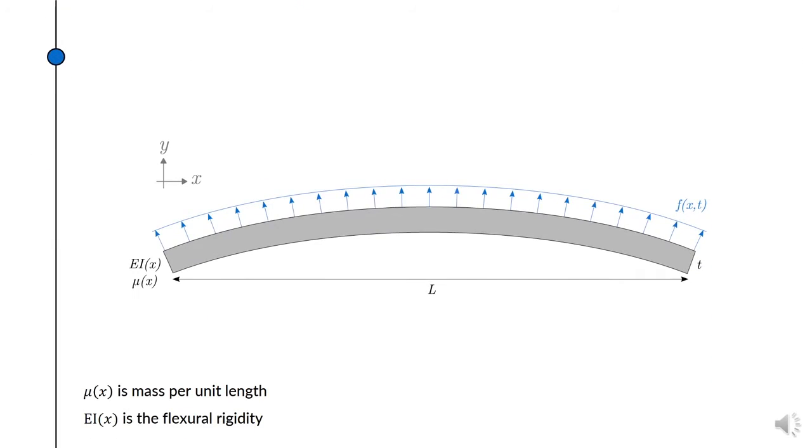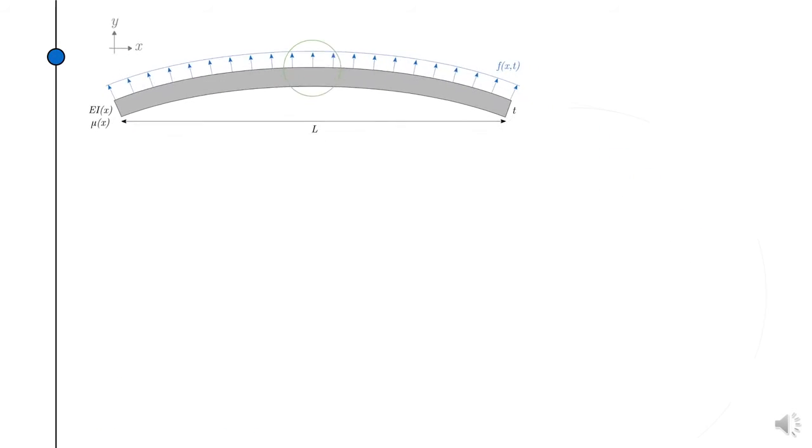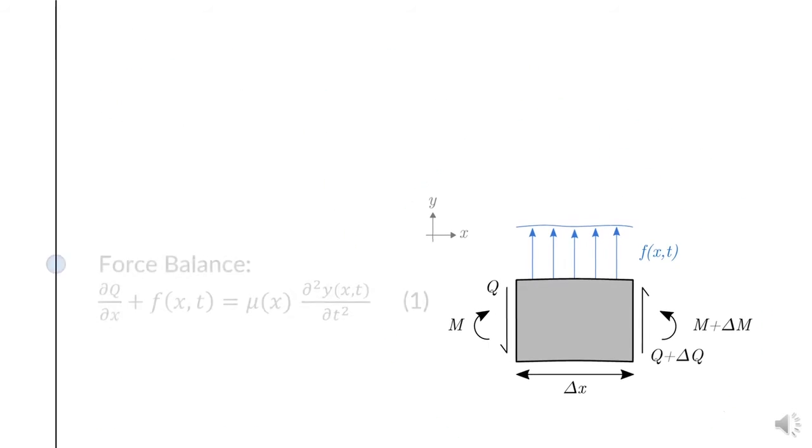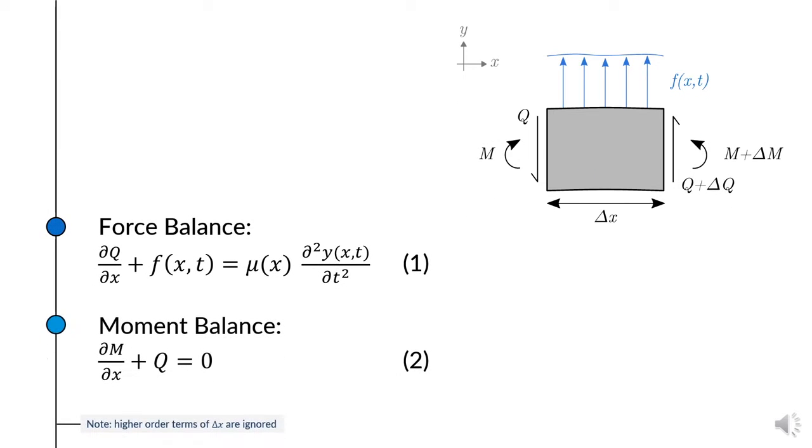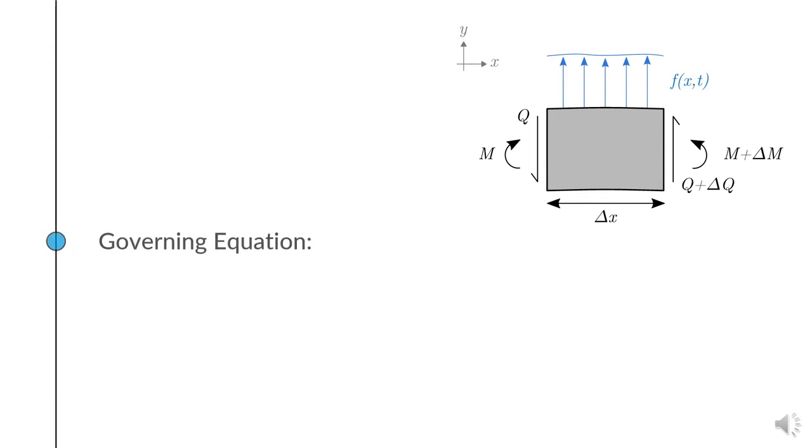Consider the free body diagram of an infinitesimal piece of the shown beam. The force and moment balance can be derived. Substituting equation 1 into equation 2 and assuming elastic deformation, it can be shown that the governing equation of the beam is given by the following.